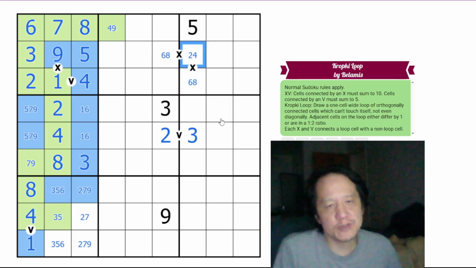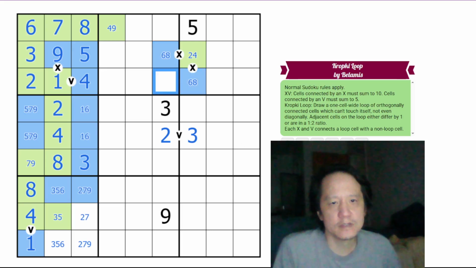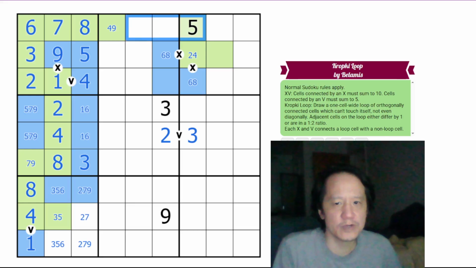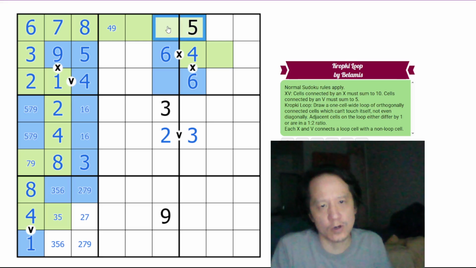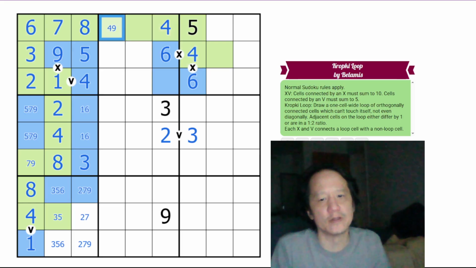Okay, what happens if this is the cell that's on the loop? If this is on the loop, these are not. This could not be. It would have to enter here and exit here. It would have to enter this way, and then it would connect. This would have to be 4 to be consecutive with the 5. That makes this 6, this 6. And this would have to be 4, because it can't be 6. So that's 4, which makes this 9. But 9 can only be with 8, and that wouldn't work. So this cannot be on the loop.